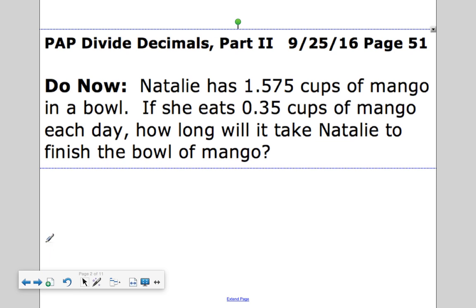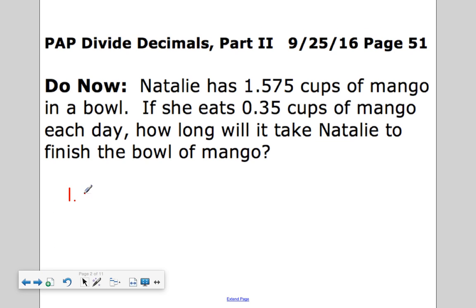Natalie has 1,575,000 cups of mango in a bowl. If she eats 3,500 cups of mango each day, how long will it take Natalie to finish the bowl of mango? So I have 1,575,000. I am breaking it into groups of 3,500. So how many 3,500s will fit into it? So this is a division question.